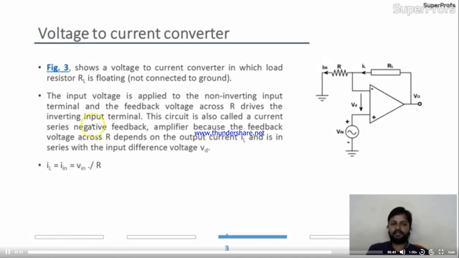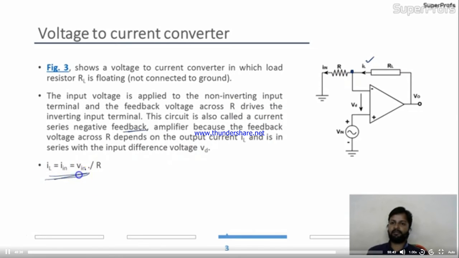Okay, friends. So the input voltage is applied to the non-inverting input terminal and the feedback voltage across R drives the inverting input terminal. This circuit is also called a current series negative feedback amplifier, because the feedback voltage across R depends on the output IL, definitely. The feedback input depends on IL, and is in series with the input difference voltage VD.